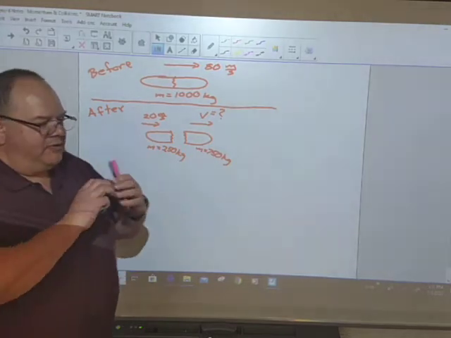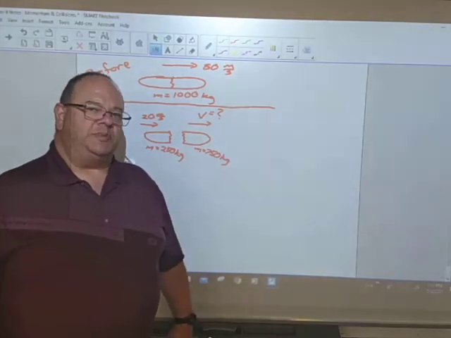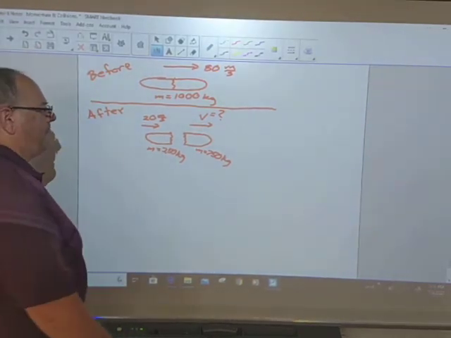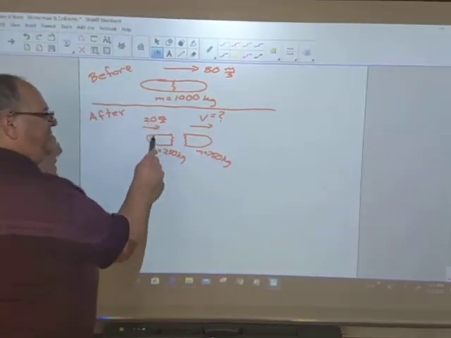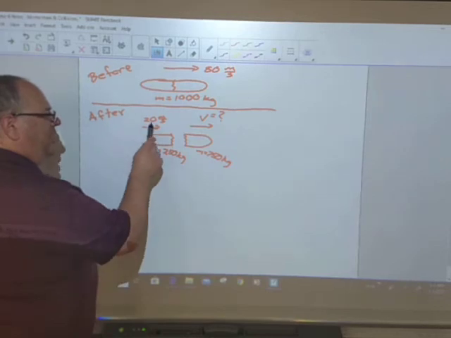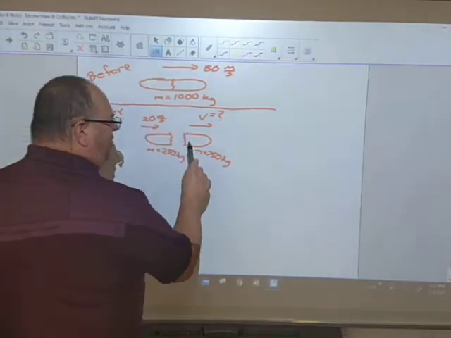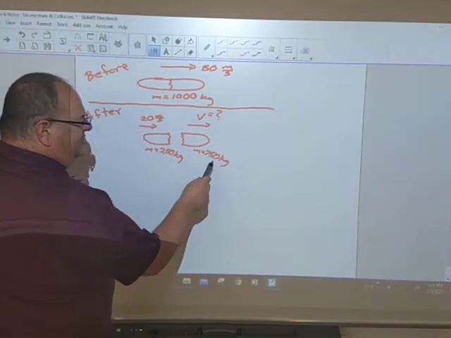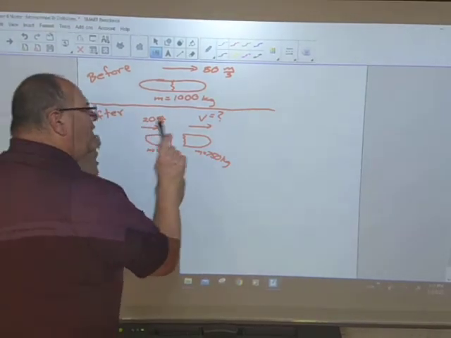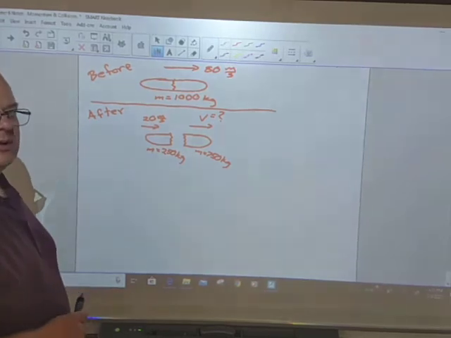And while it's flying through the air, it breaks into two pieces. The rear piece has a mass of 250 kilograms and is now only going 20 meters per second. So the front piece has the rest of the mass, 750 kilograms. How fast would the front piece have to be going?